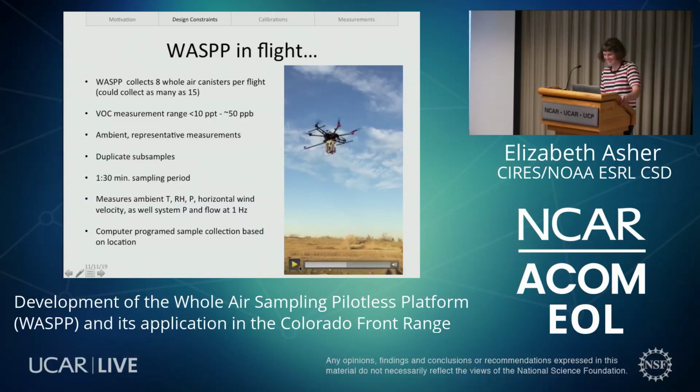Exactly, yeah. At present it collects 8 whole air canisters per flight. Thanks to the TOGA instrument, which has a really wide analytical range, it makes measurements within the range of less than 10 parts per trillion to as many as maybe 50 parts per billion. We have done our best to make ambient representative measurements of the atmospheric boundary layer. We are also happy that we think we're able to get duplicate subsamples out of many of these small miniaturized canisters, thanks to pressurizing them.